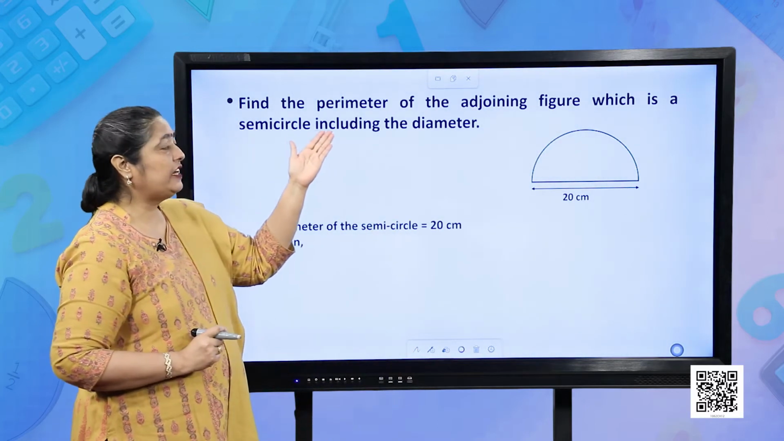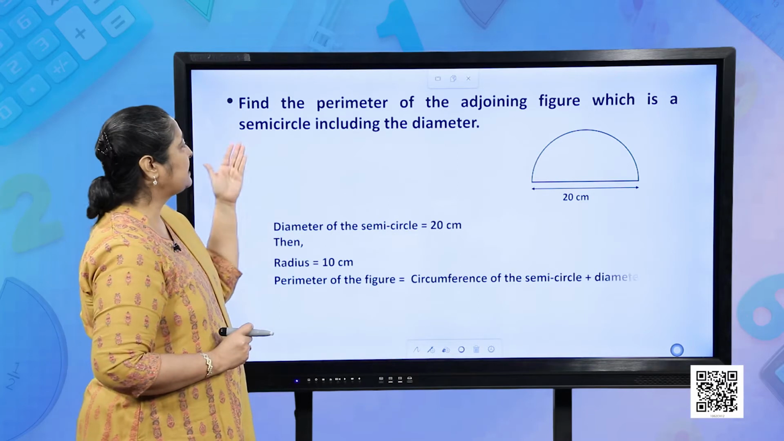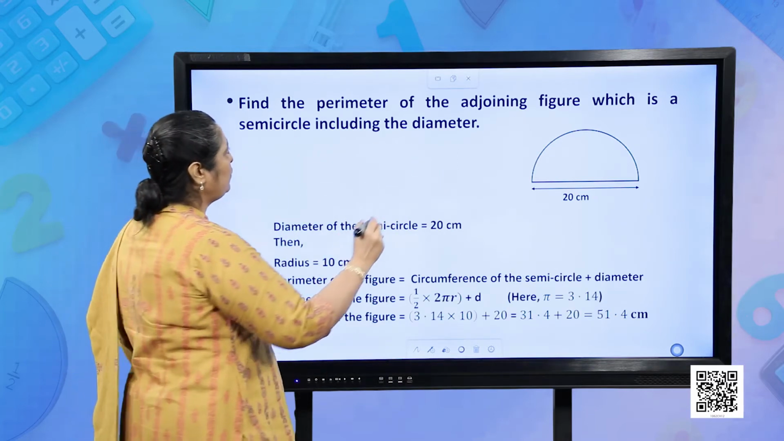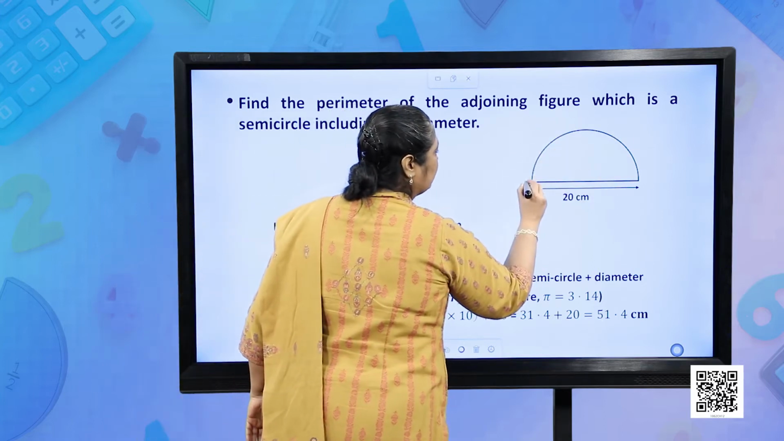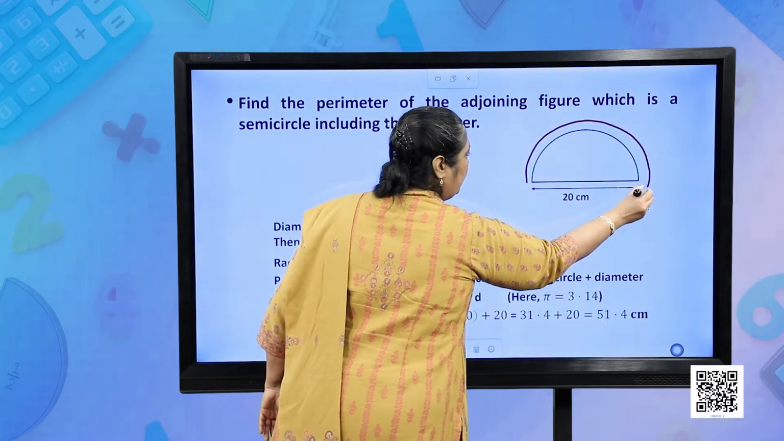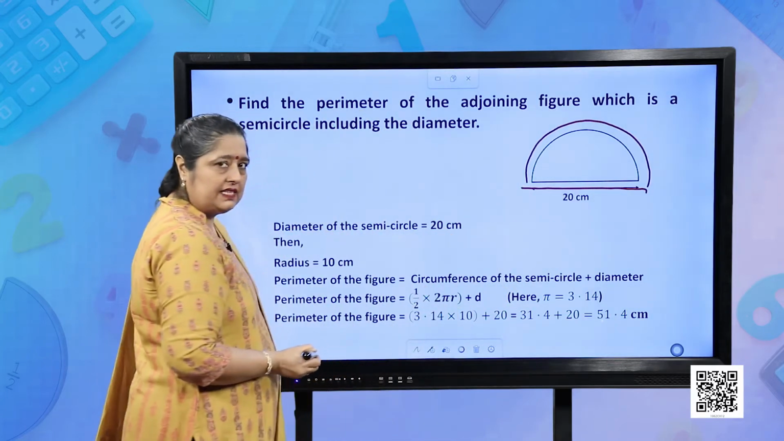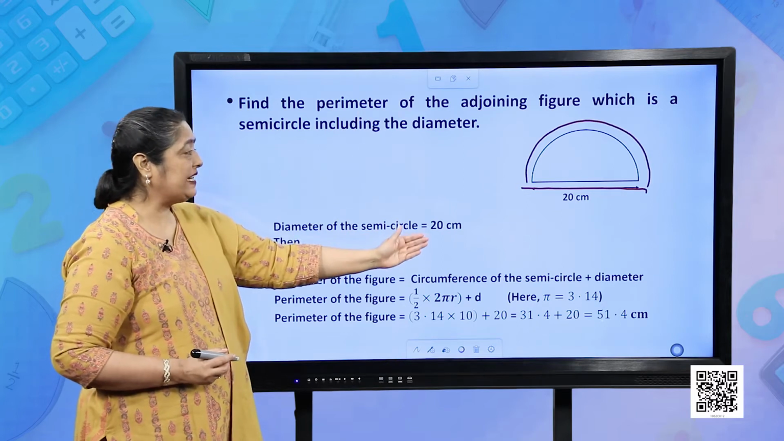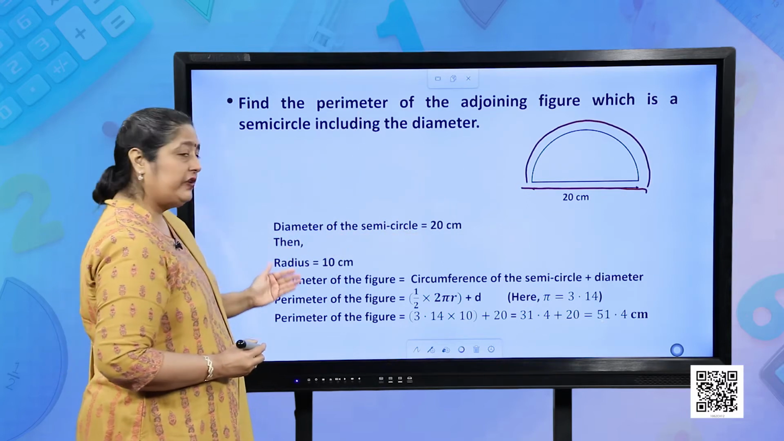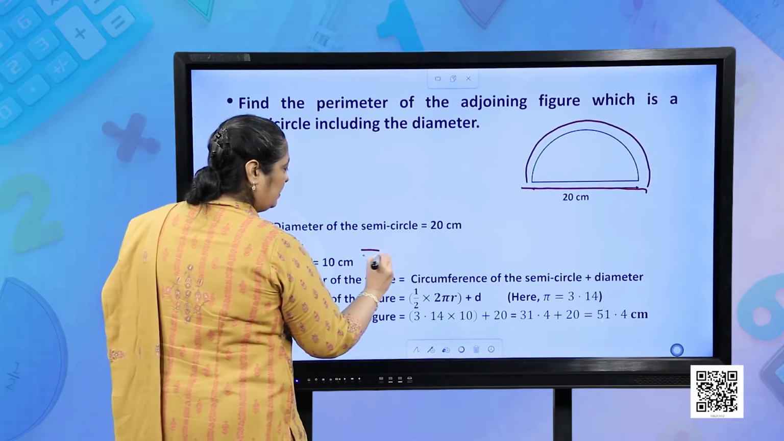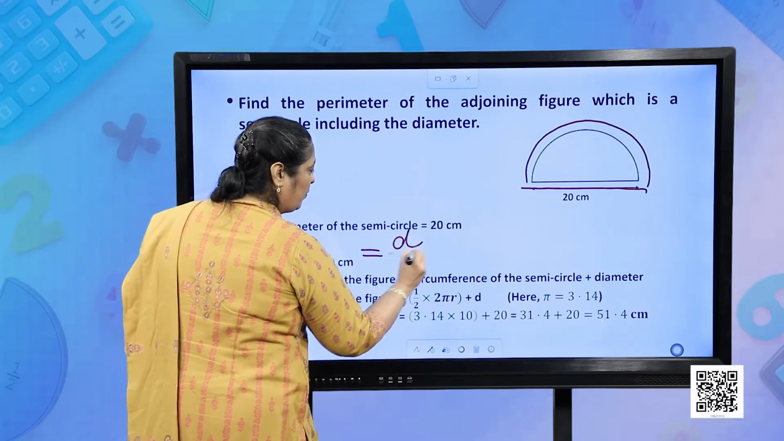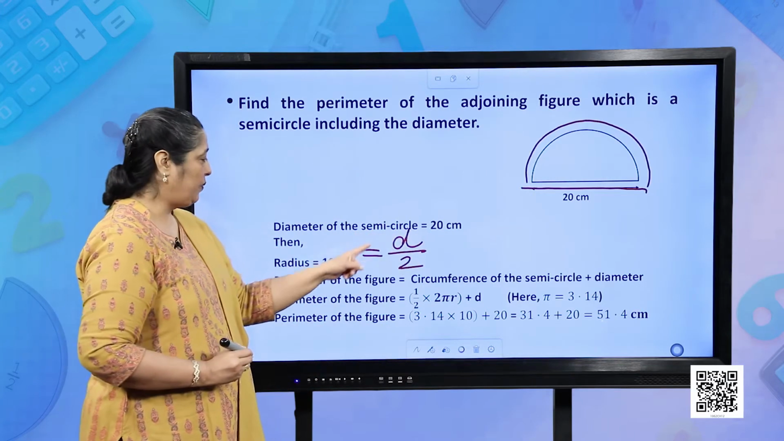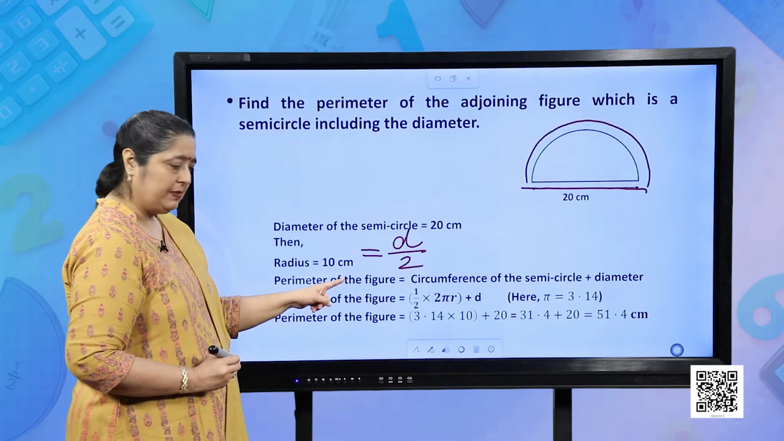Find the perimeter of the adjoining figure, which is a semicircle including the diameter. You can see a figure here. We have to find the perimeter of the figure, that is the length of this plus this portion. So, diameter of the semicircle is given as 20 centimeter. Then radius will be diameter divided by 2. So, radius will be 20 centimeter divided by 2, that is 10 centimeter.